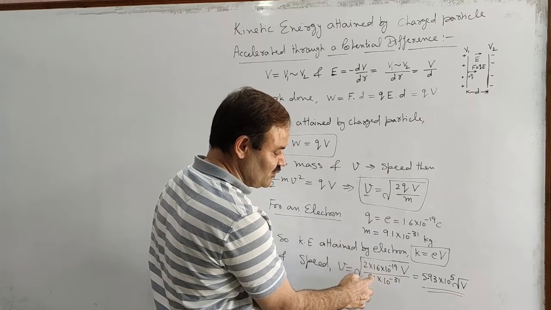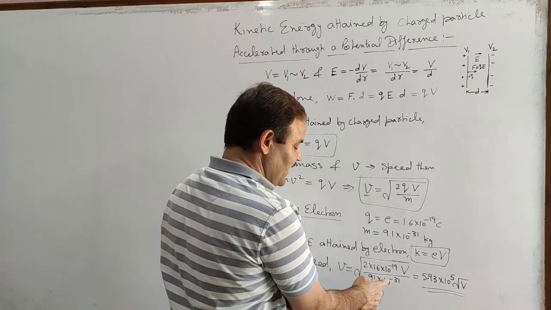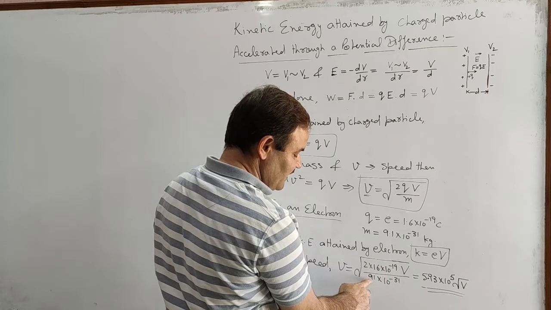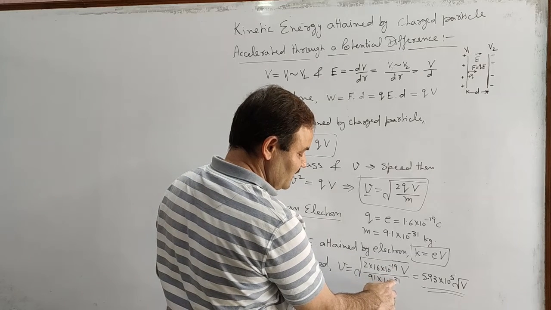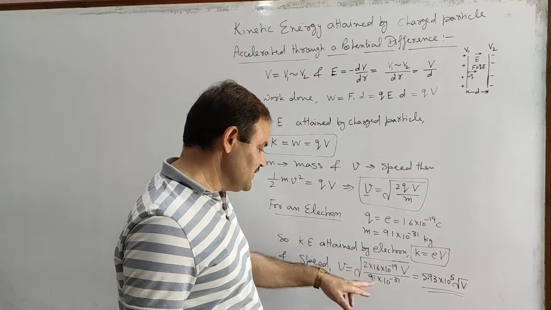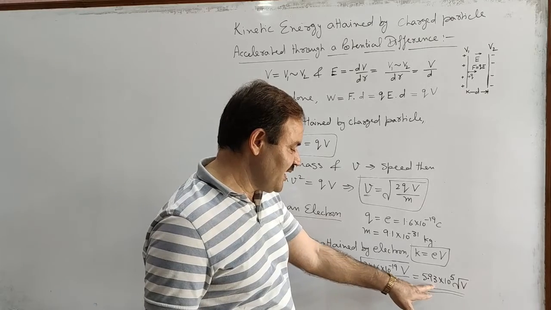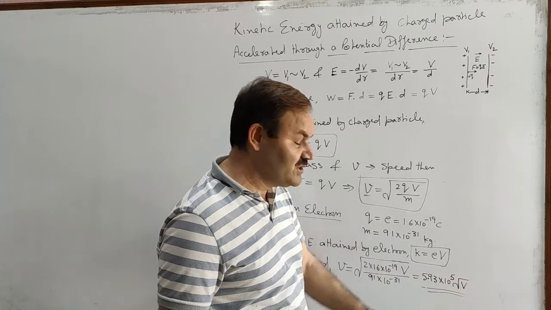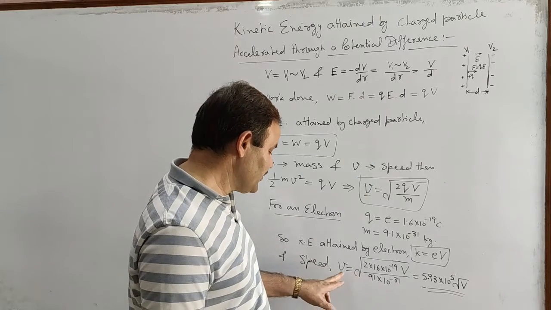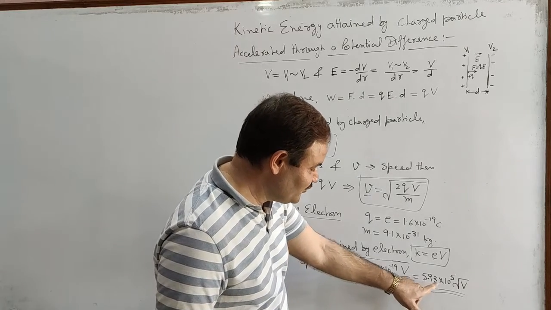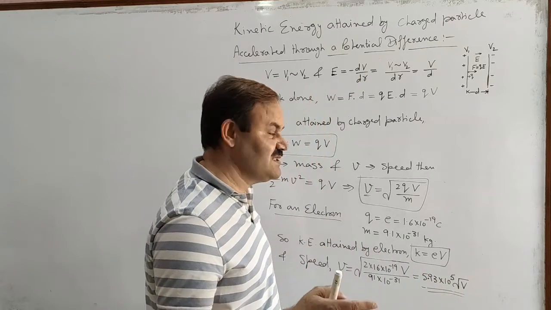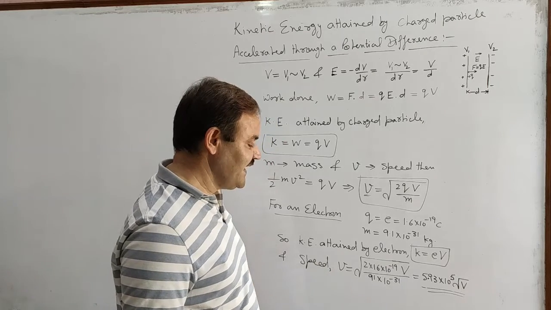Decimal is cancelled for both 1.6 and 9.1. Hence, it will become 2 into 16 into 10 to the power minus 19 divided by 91 into 10 to the power minus 31 multiplied by potential difference V. If we will solve it, it will come out to be approximately 5.93 into 10 to the power 5 root V. It means directly we can use for electron speed gained v is equal to 5.93 into 10 to the power 5 into under root of potential difference through which electron is accelerated.